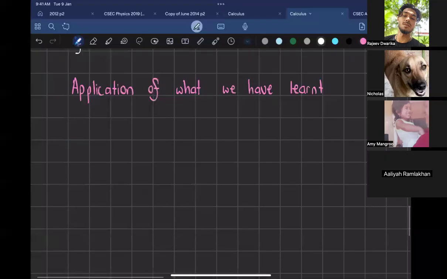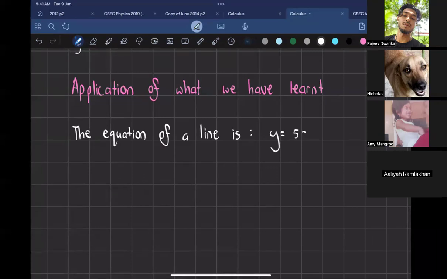So Amy, wait on me. Amy, if I tell you that the equation of a line is y is equal to 5x plus 3, in regular maths, just by looking at that, where's the gradient?